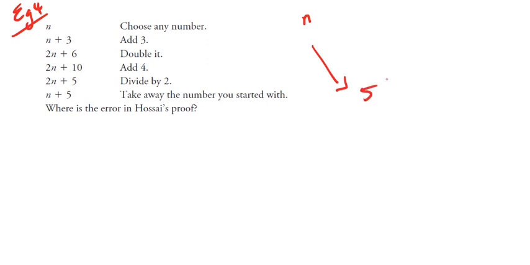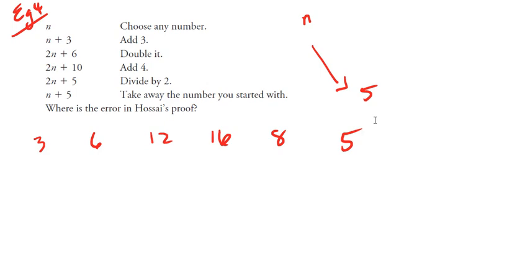Okay? So first of all, let's just see if that works. So pick a number like, let's pick 3. Add 3, that's going to be 6. Double it, that's going to be 12. Add 4, that's 16. Divide by 2, that's 8. Take away the original number, 3, that's 5. Cool. It works. So what happened? What's wrong? Is that a coincidence, or did you see something?